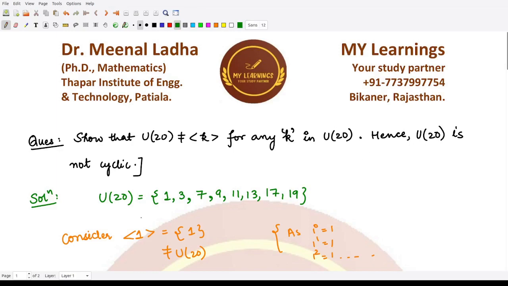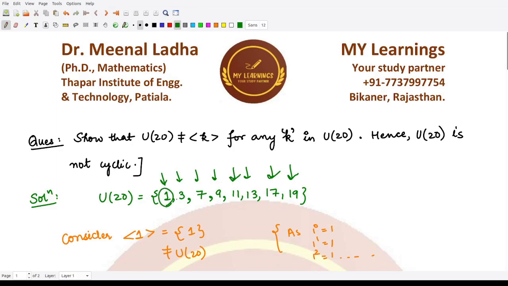So you know U20 is a multiplicative group under multiplication modulo 20, which contains all the elements less than 20 which are relatively prime to 20, right? So you have the elements as 1, 3, 7, 9, 11, 13, 17 and 19. These are the only elements which are less than 20 and co-prime to 20. 1 here acts as the identity element, right?